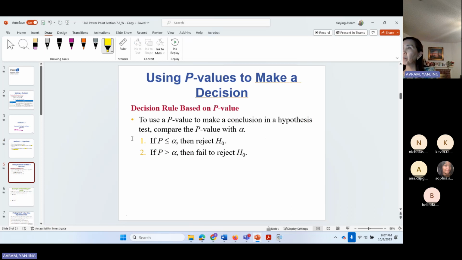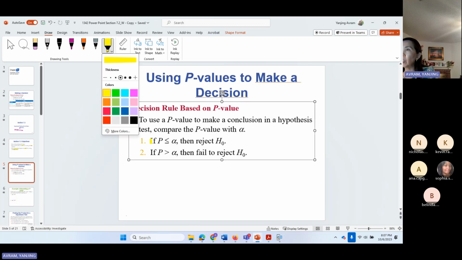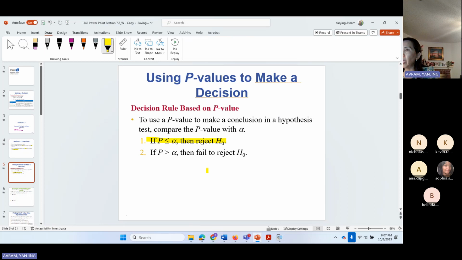Okay. So we use the p-value to make a decision in the hypothesis test. We need to make a conclusion here. If p is less than or equal to alpha, you reject the null hypothesis. If p is greater than alpha, you fail to reject the null hypothesis. Sometimes fail to reject we also call do not reject.